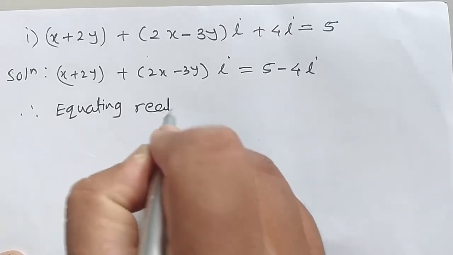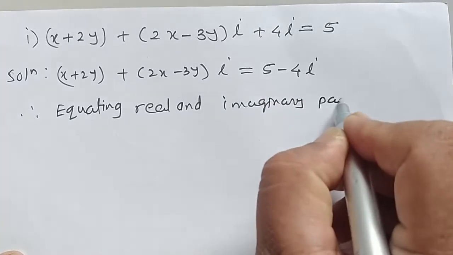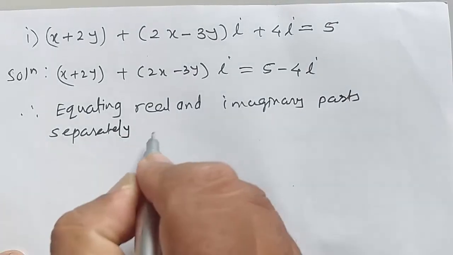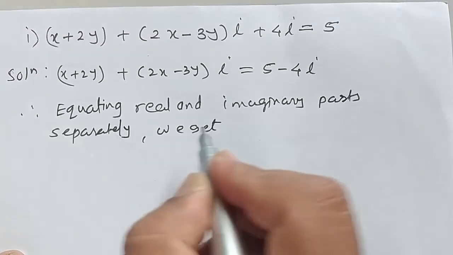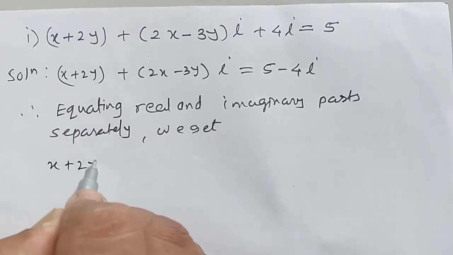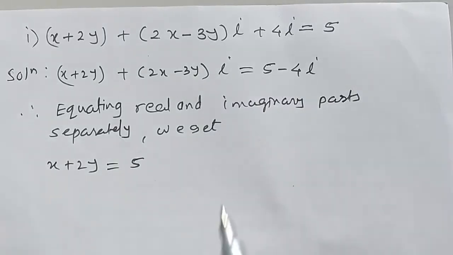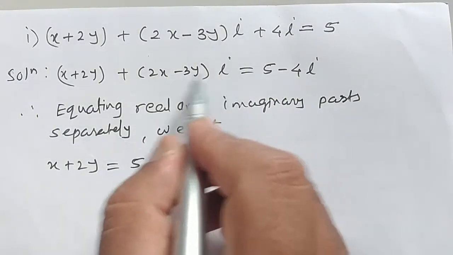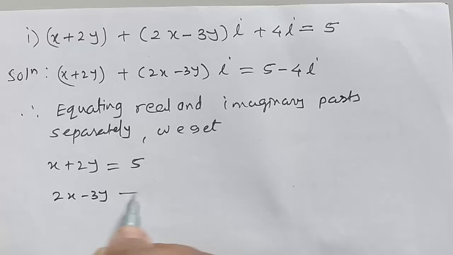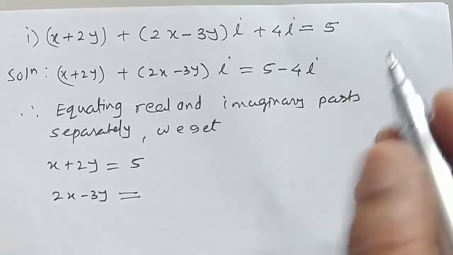Equating real and imaginary parts separately, we get: the real part on the left of this equation is x + 2y, the real part on the right side is 5, so x + 2y = 5. The imaginary part is the coefficient of i on the left hand side, that is 2x - 3y. The imaginary part on the right side of the equation, the coefficient of i, is -4.